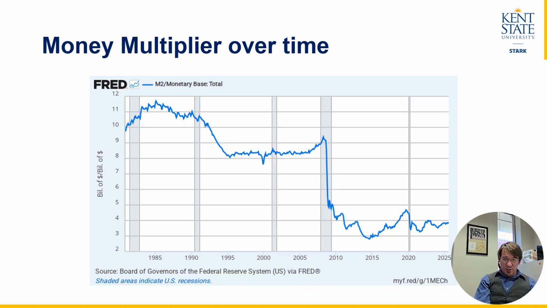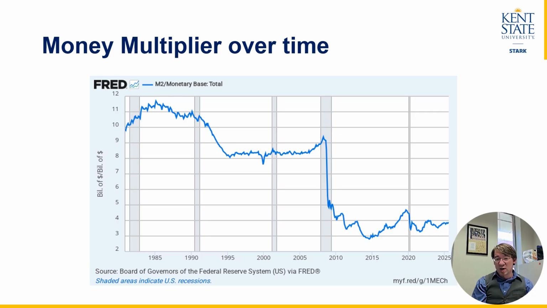But now we run into a couple issues with this view. One is the money multiplier over time has not been particularly constant. There was a point in time, from about 1995 to about 2005, when the money multiplier is extremely flat. But outside of that point in time, there's a lot of variation. We saw a huge drop in the money multiplier around the time of the financial crisis. That was a time when banks started holding a lot of excess reserves. When you hold excess reserves, it lowers the money multiplier.